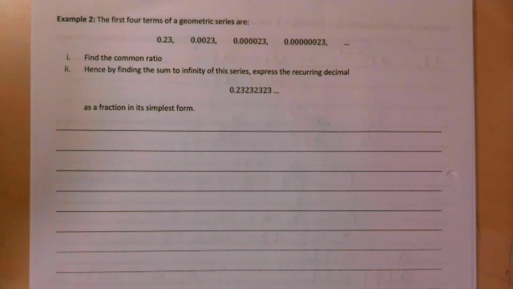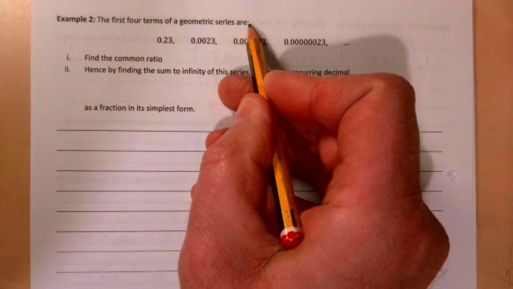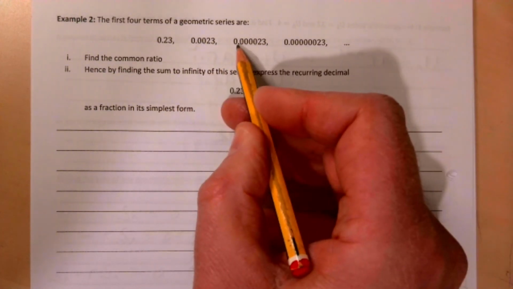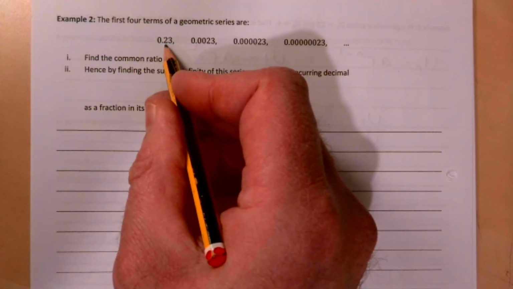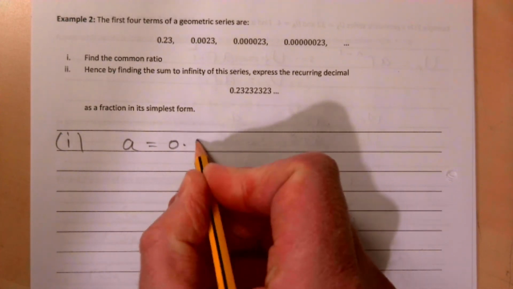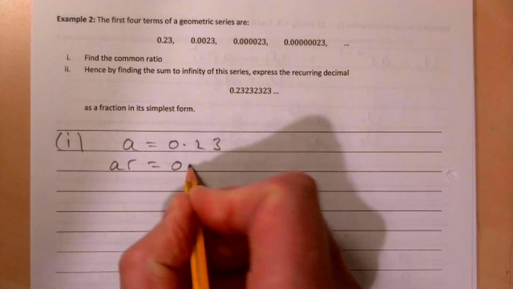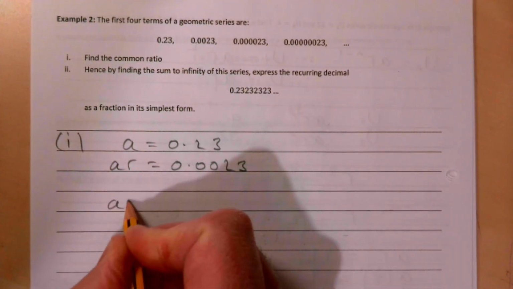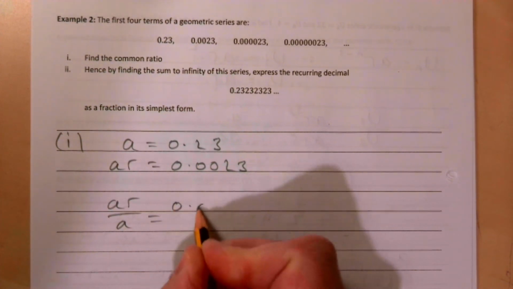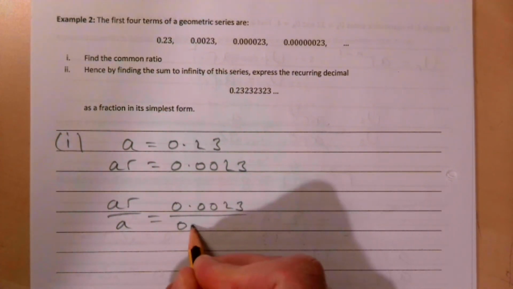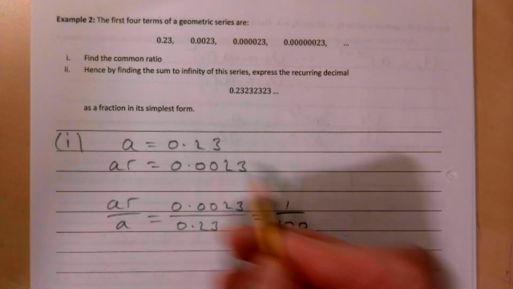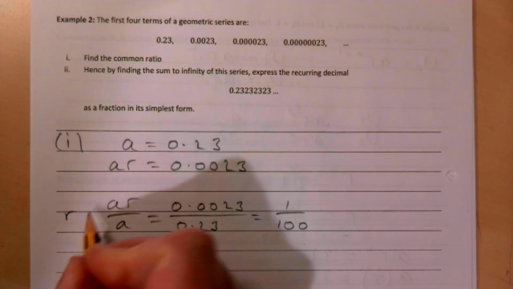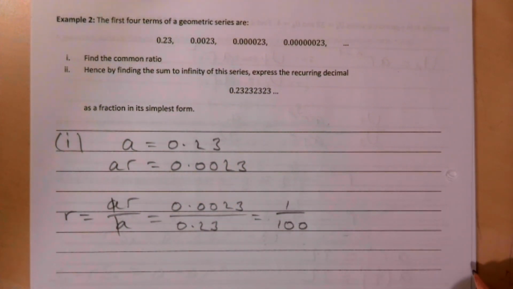Finally, we can go back to this example 2 because it involves a sum to infinity. The first 4 terms of a geometric series are 0.23, 0.0023, 0.000023, and so on. Find the common ratio. Well, I can see what you multiply this by to get this, but let's pretend we don't quite know. Let's look at our first term. a is 0.23, and then ar, which is our second term, is 0.0023. So if we do ar over a, we're going to get 0.0023 divided by 0.23. And that of course gives us 1 over 100. So you're dividing by 100 each time. So your common ratio, which is r, because the a's cancel, is 1 over 100. So that's our common ratio.